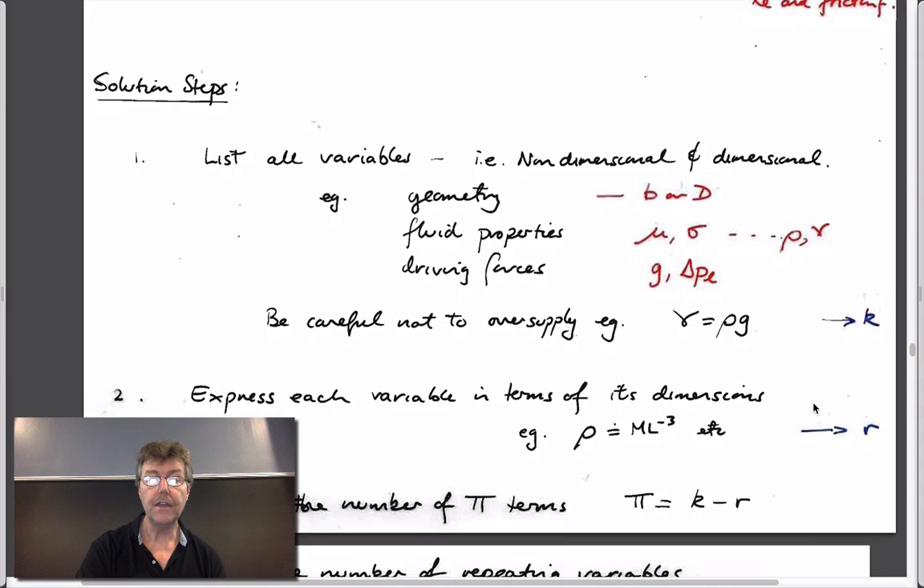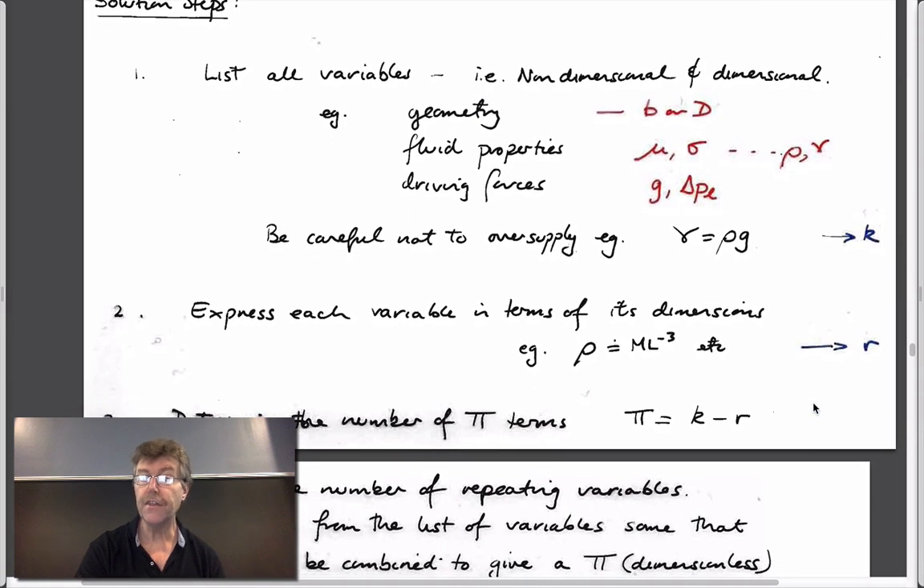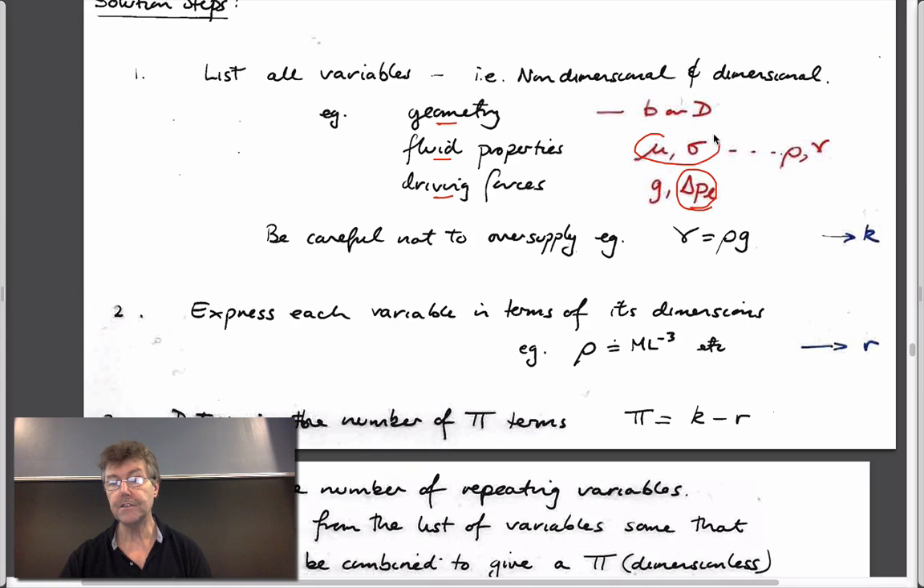So what are the solution steps? We list all the variables. We've just done that. So we have variables that define the geometry, the fluid properties, and the driving forces. The driving force is pressure gradient, the fluid properties are viscosity and density, not interfacial tension. And of course, unit weight would just be gravity included. And we have a length dimension. So we have 1, 2, 3, 4, and we have also velocity.